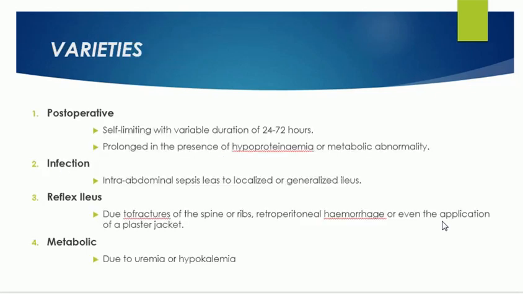Now, what are the different varieties of paralytic ileus? I always say, when you say paralytic ileus, keep in mind it is always secondary. So there is some underlying cause. Paralytic ileus is always secondary. So here we can discuss the different varieties of paralytic ileus.